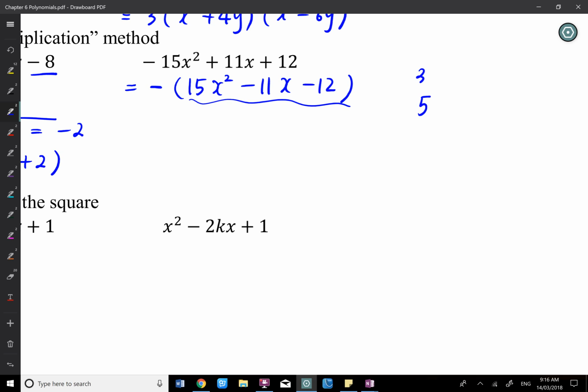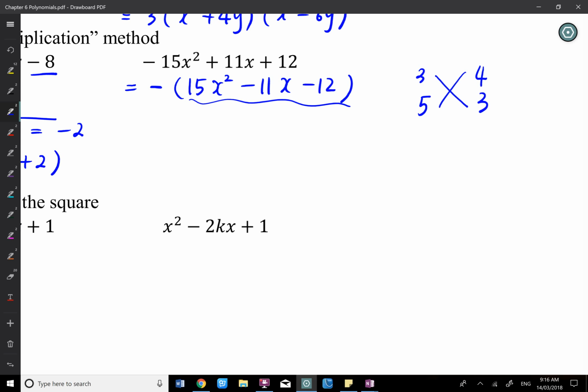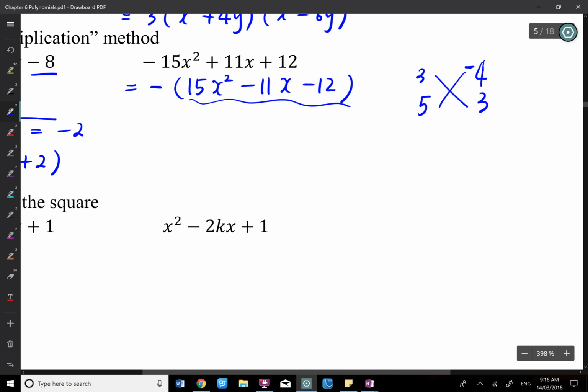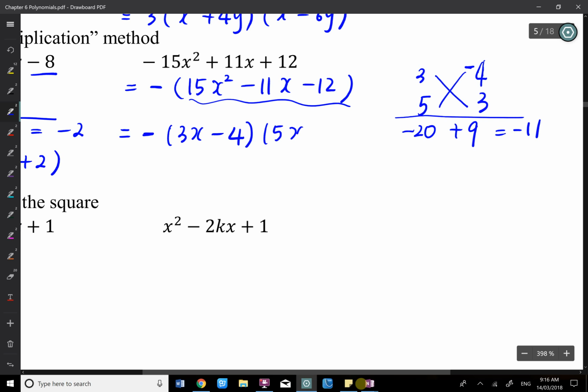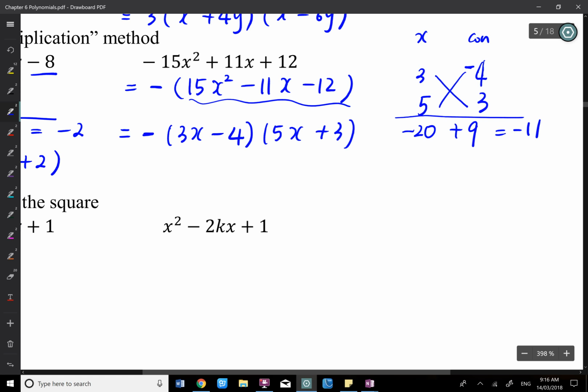Because I want to make 11, I want to make a 20 and a 9, which will give you 11. But I need a -11, so I need a -20. So the negative will be on 4, not 3. What we can see is a -20 plus a 9. That's -11. So that's minus, 3x minus 4 and 5x plus 3. That's the coefficient of x, that's the constant. So read horizontally: 3x minus 4 and 5x plus 3.